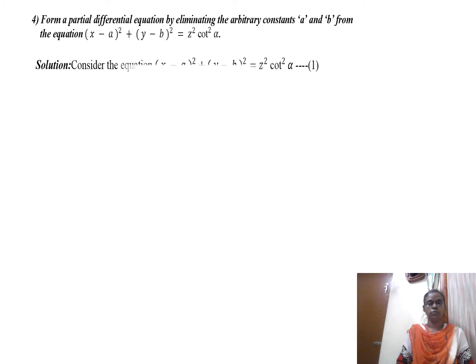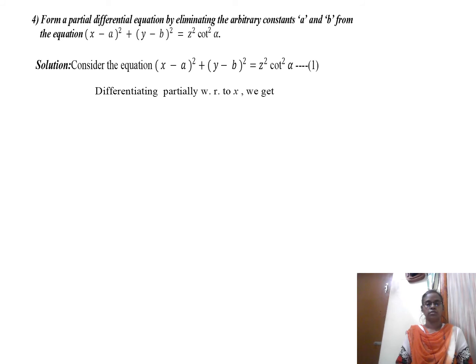We shall do one more problem of similar type. So consider this one. Form a PDE by eliminating a and b from x minus a the whole squared plus y minus b the whole squared equal to z squared cot squared alpha. So again, what is our first step? Differentiating partially with respect to x.